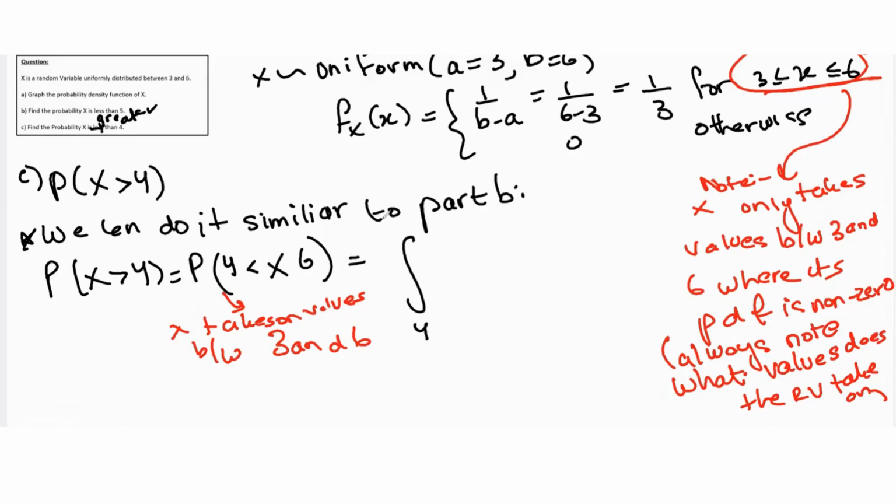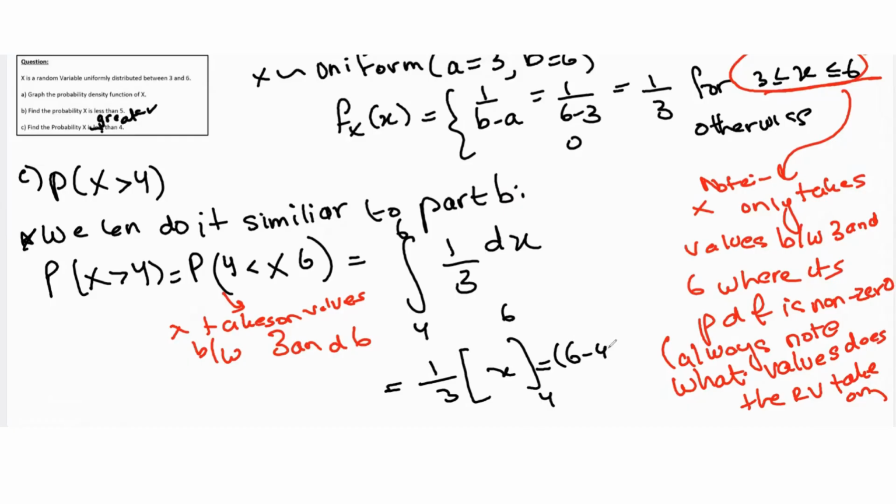Then we know the area under the PDF gives us a probability, and we can find the area under the curve using an integral. So we can just integrate this PDF from 4 to 6, and then you can find the probability that X is greater than 4. This would be 1 by 3 times x from 4 to 6, which is 6 minus 4 divided by 3, which is 2 by 3. So this is how we did it in part B.